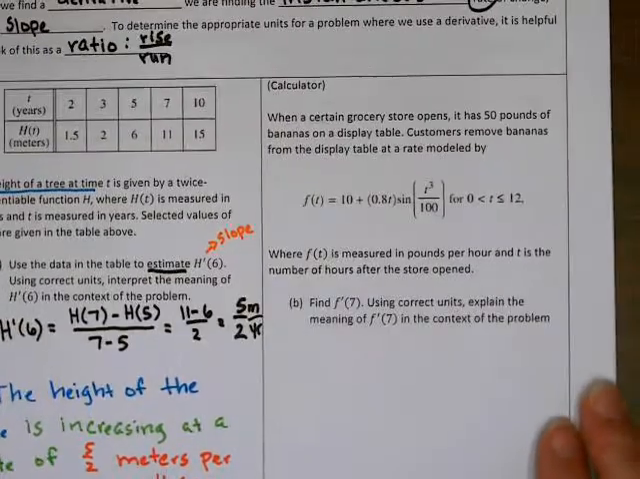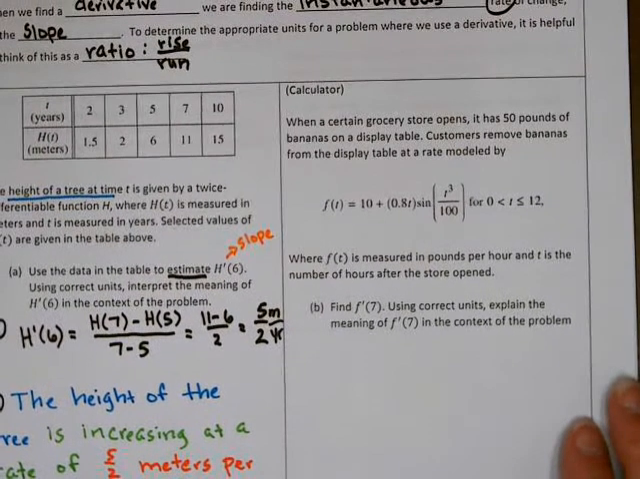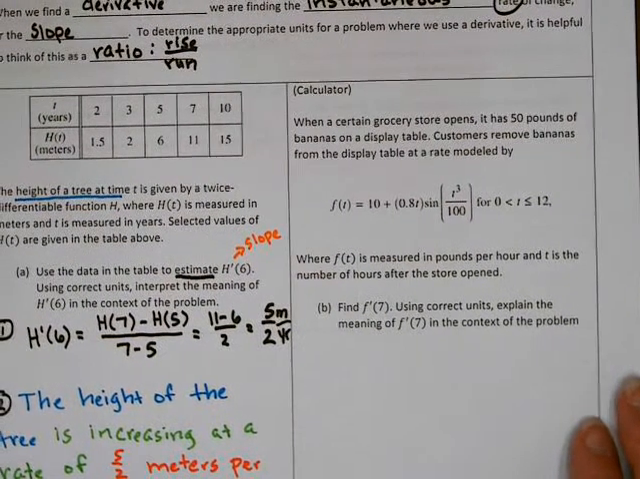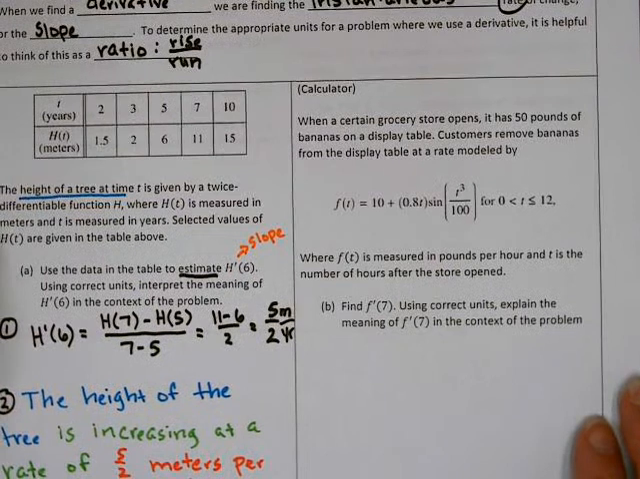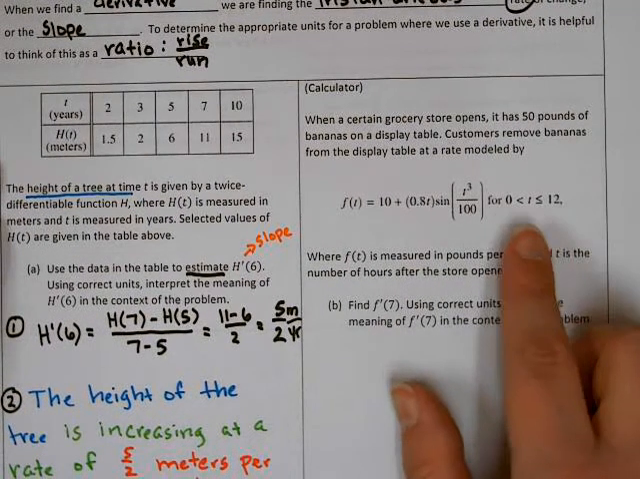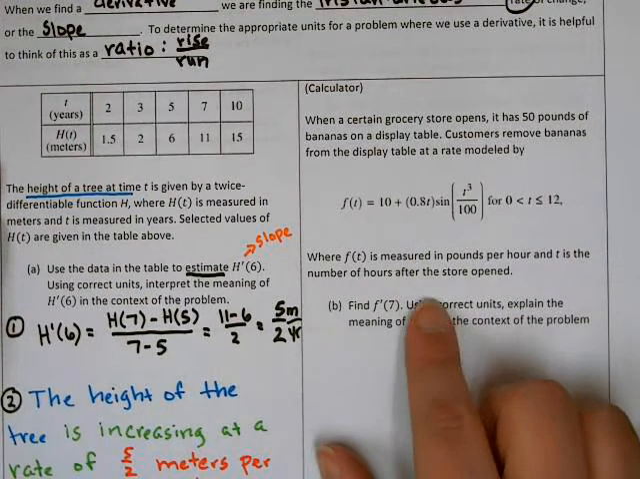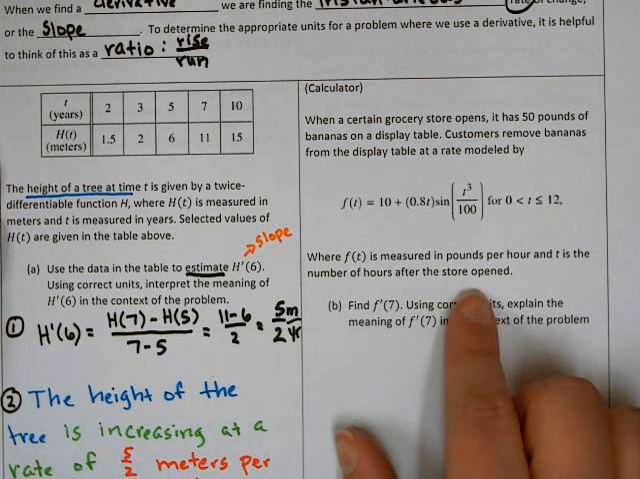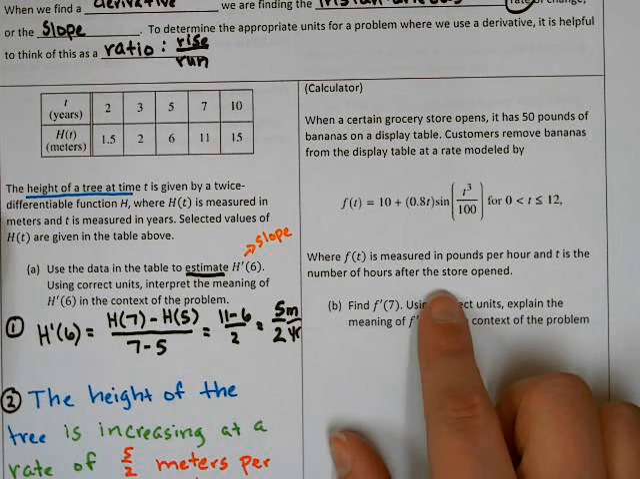Okay, let's look at the second one. When a certain grocery store opens, it has 50 pounds of bananas on a display table. Customers remove bananas from the display table at a rate modeled by this function f of t. F of t is measured in pounds per hour, and t is the number of hours after the store opened.